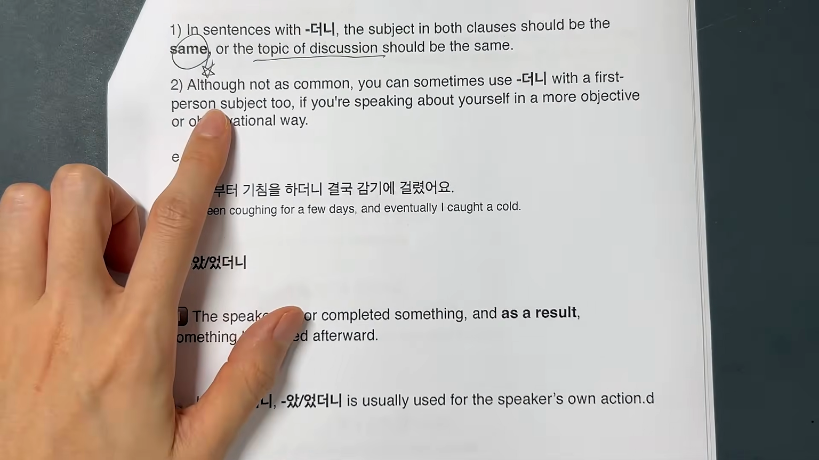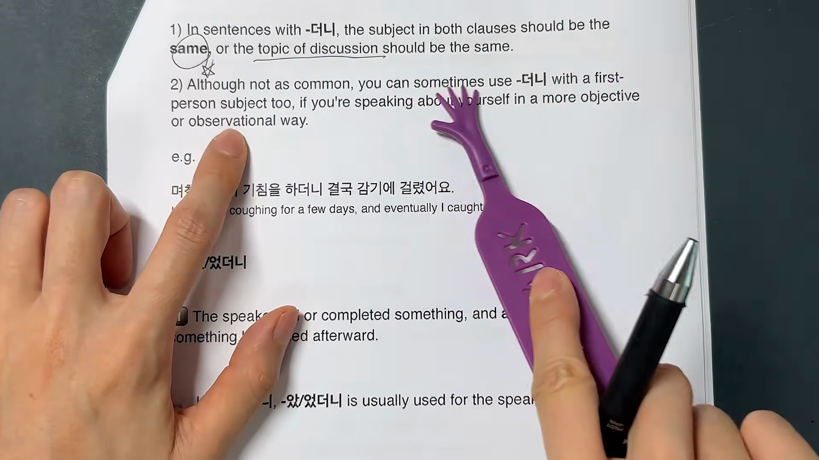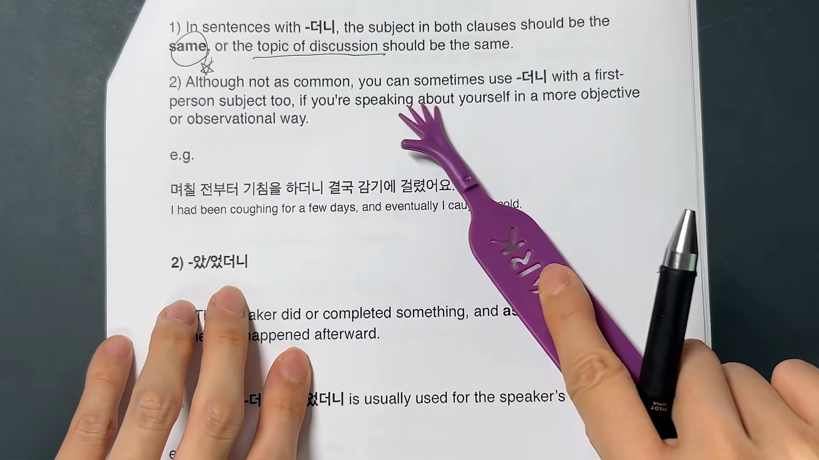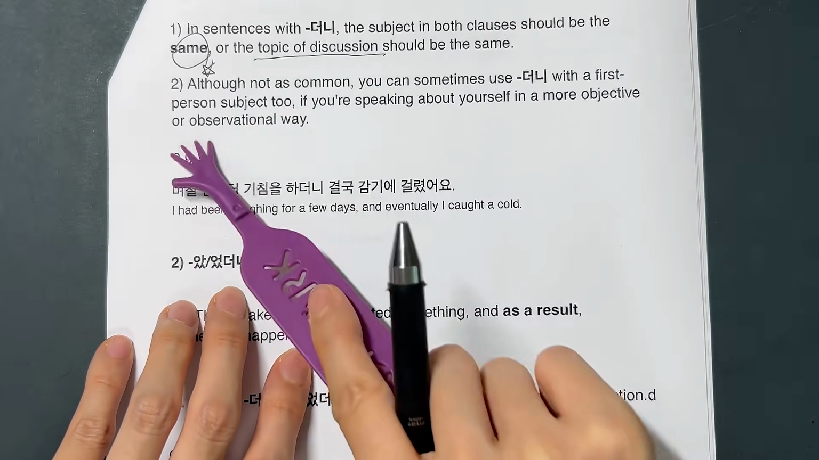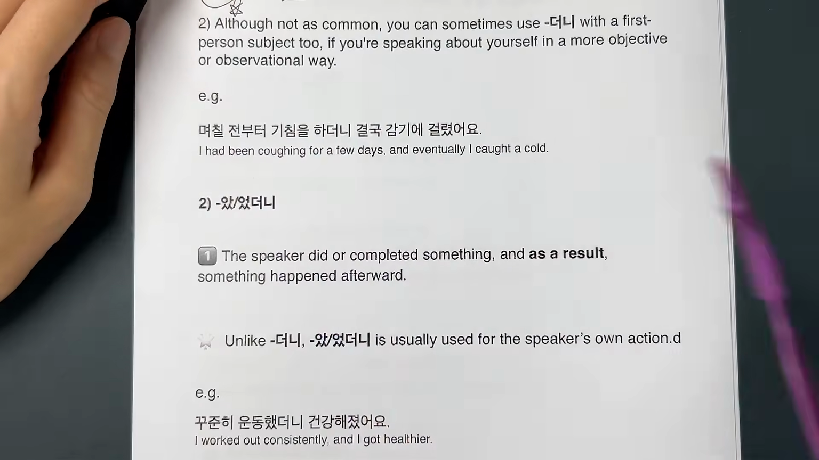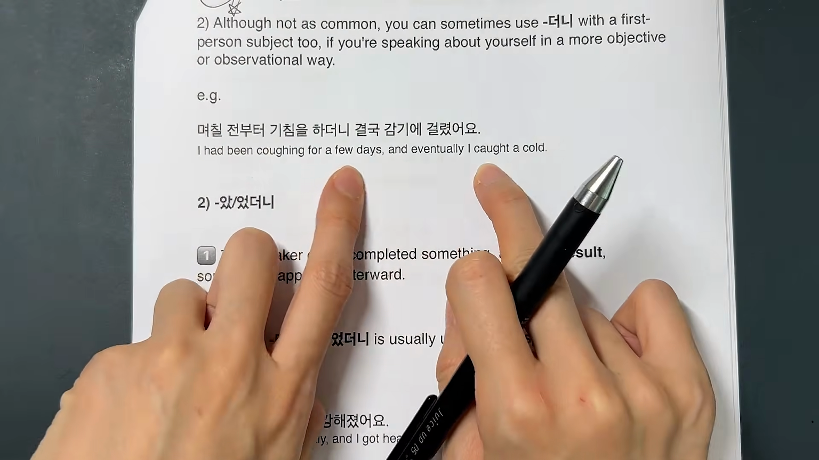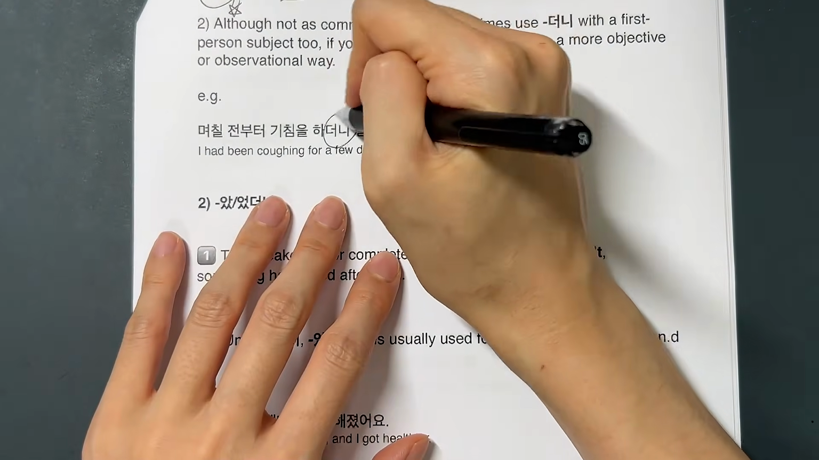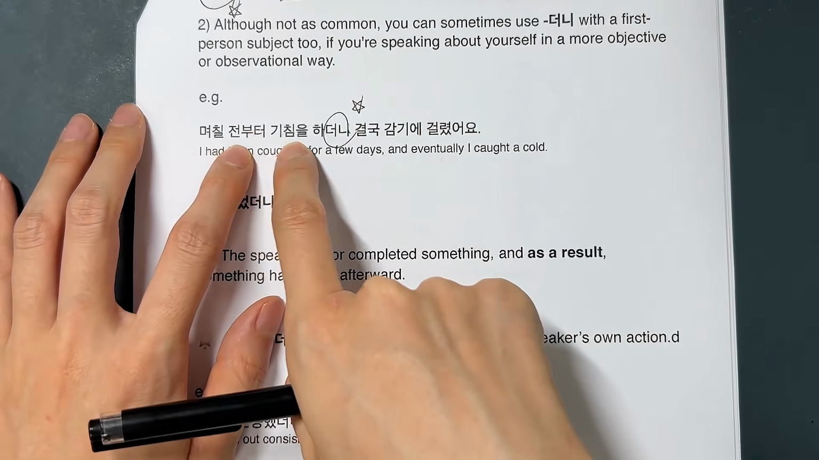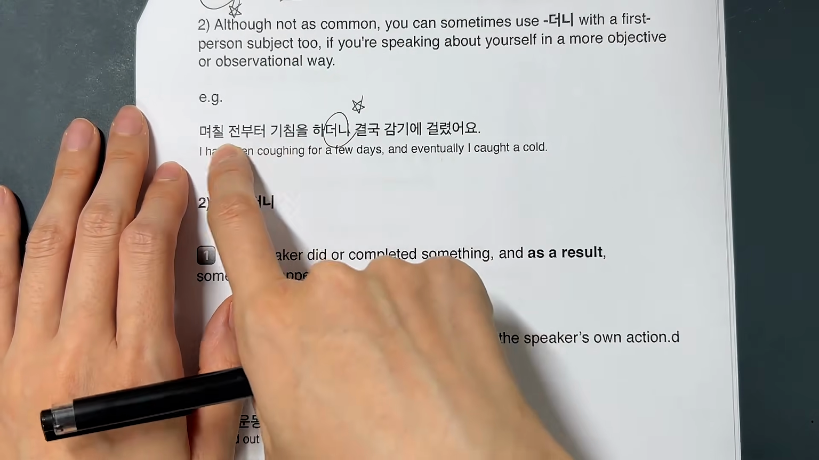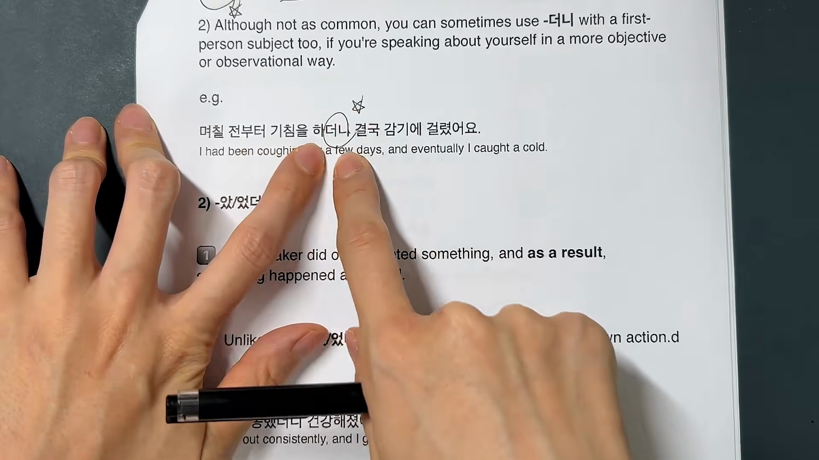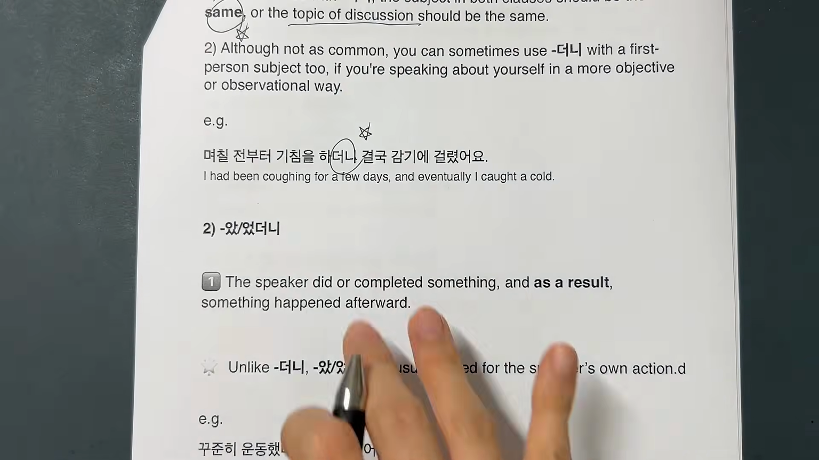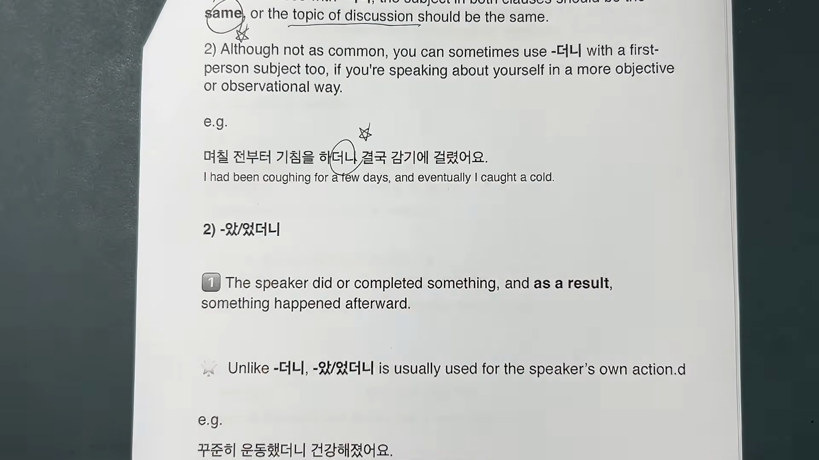And the second point is, although not as common, you can sometimes use 더니 with a first person subject, or I or we, if you're speaking about yourself in a more objective or observational way. So for example, if you want to say you've been coughing for a few days and eventually you caught a cold and you want to say this in a more observational way, you can also use 더니 in this case. So 며칠 전부터 기침을 하다, I've been coughing since a few days ago, 하더니 결국, eventually, I caught a cold. So sometimes you will see sentences like this where first person subject is used.